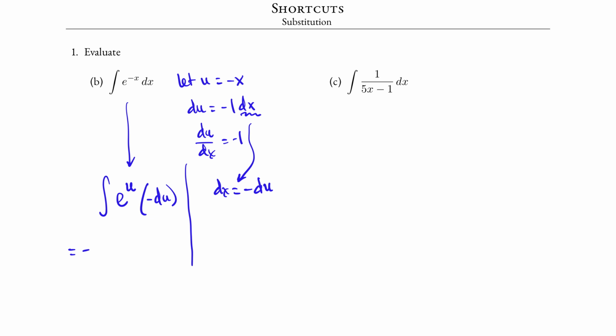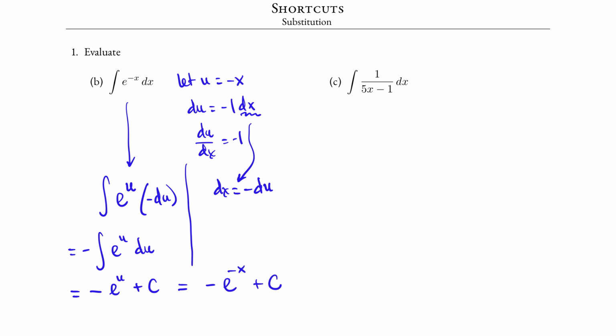This is negative the integral of e to the u du, but we know that the derivative of e to the u is e to the u, therefore the antiderivative of e to the u is e to the u as well. Given the negative sign, the antiderivative is negative e to the u. Don't forget a plus c. There's no u in the given expression, so we have to do a back substitution where u is negative x, so the answer is negative e to the negative x plus c.